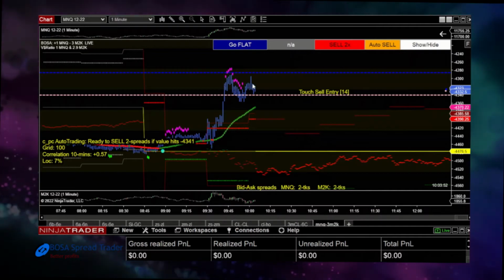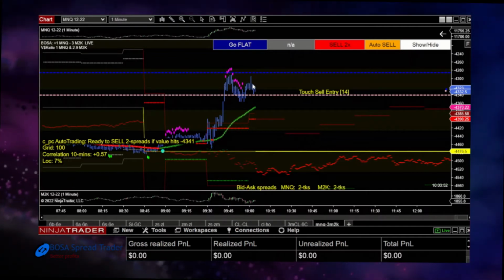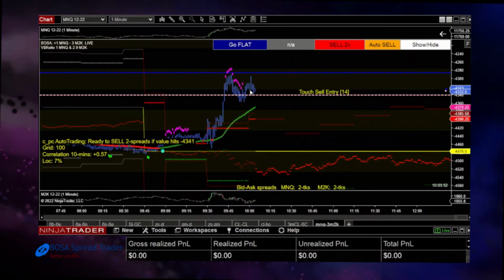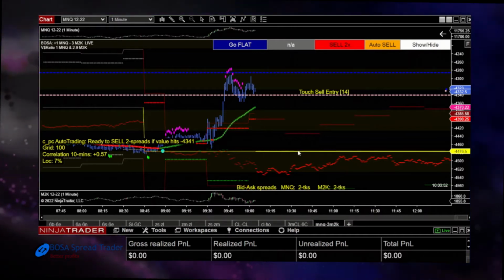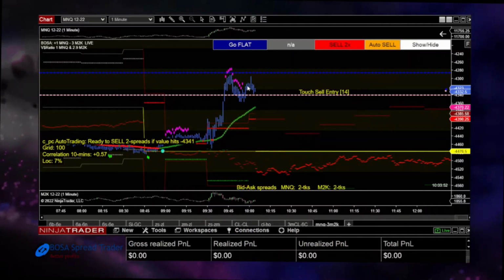This is a divergence, and we want to look to trade this on a structure break. We want to look to trade this short down to the equilibrium line. That's our target. And as you can see, we had a good setup here.